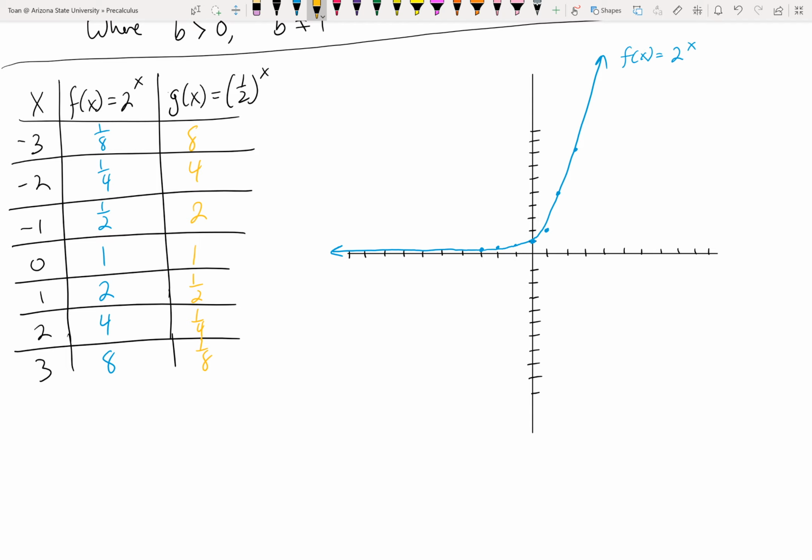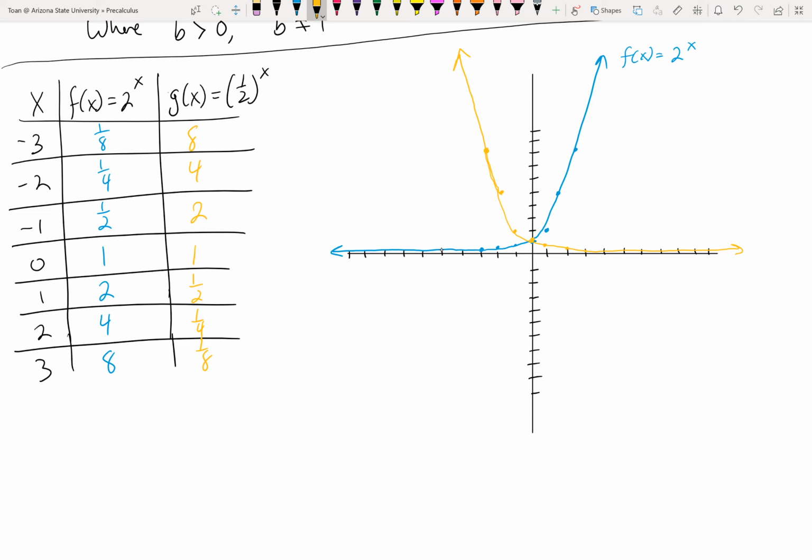Negative 3 comma 8, negative 2 comma 4, negative 1 comma 2, 0 comma 1, 1 comma a half, 2 comma a quarter, 3 comma an eighth. And it seems to have sort of a backwards relationship here. Ooh, if I can draw better. It seems that as x gets bigger and bigger, the graph gets smaller, and as x gets more negative, the graph gets bigger.